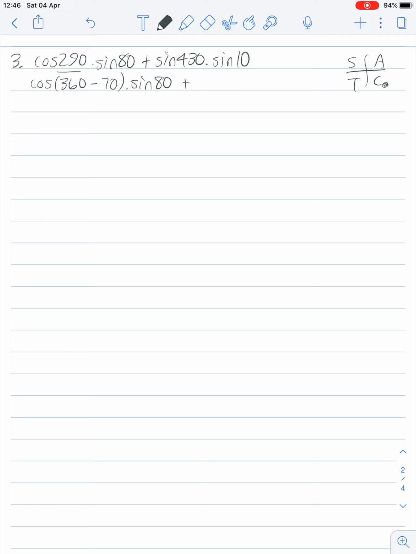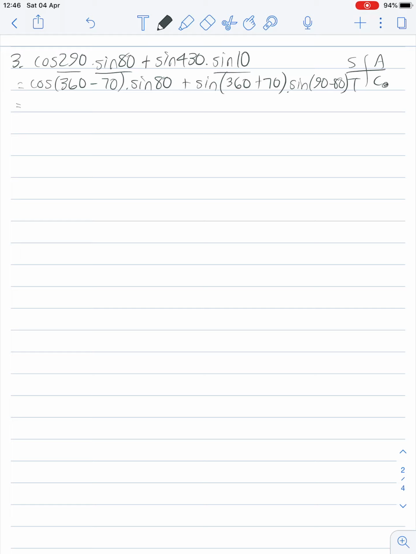Plus sine 430, we don't need to go to 430. That's the same as saying 360 plus 70. You don't have to do that bit of working, but I'm going slowly. And sine 10, you see that sine 10 hopefully should match up with that sine 80. Okay, so we're going to have to somehow change the second one maybe into a sine of 90 minus what? 80. Right?